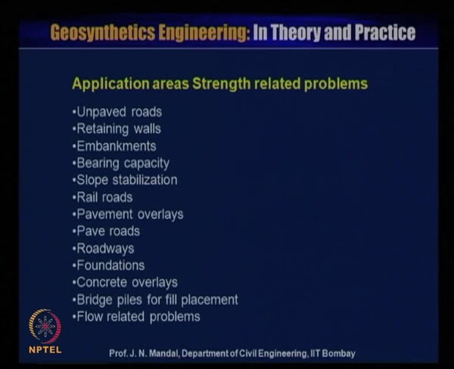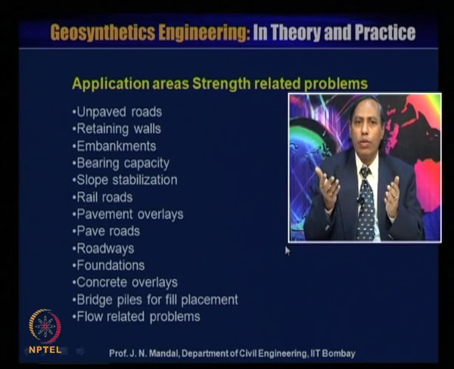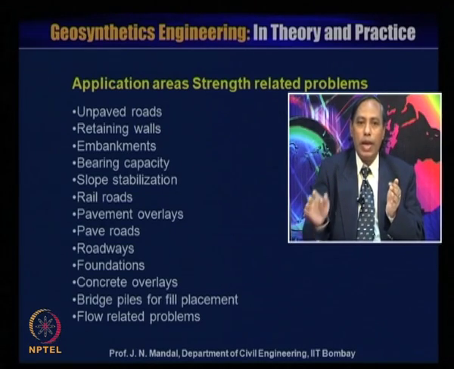You know from the test the ultimate tensile strength value. With different reduction factors for different applications, you consider those reduction factors and then determine the allowable tensile strength of the geosynthetic material. This kind of strength-related problem applies to unpaved road, retaining wall, embankment, bearing capacity, slope stabilization, railroad, pavement overlay, pavement road, roadway, foundation, concrete overlay, and bridge piles for field placement.